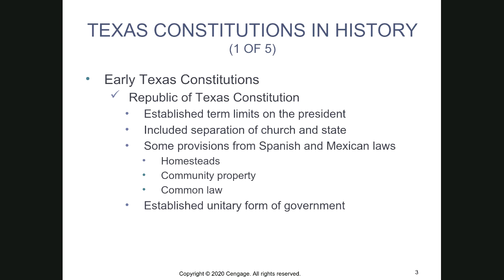So let's start just by talking about homesteads. What is a homestead? A homestead is your house. So it's where you live, it's where you reside, it's the place that you own. So owner-occupied properties. And in Texas, they're protected from forced sale under most circumstances.